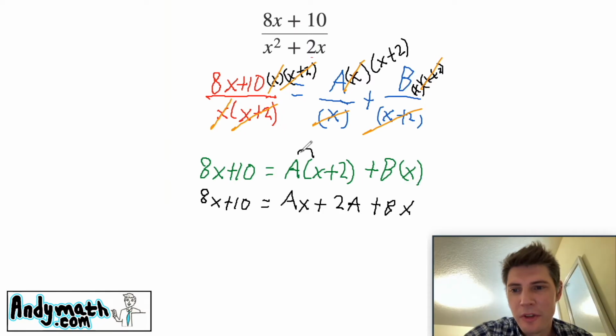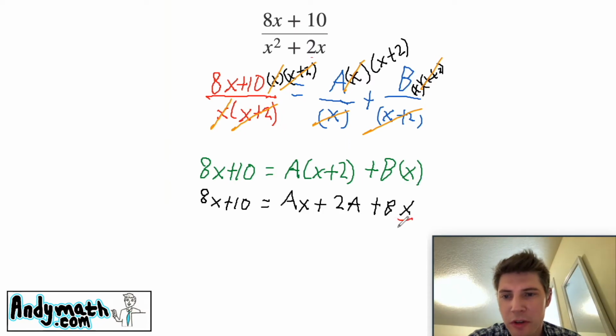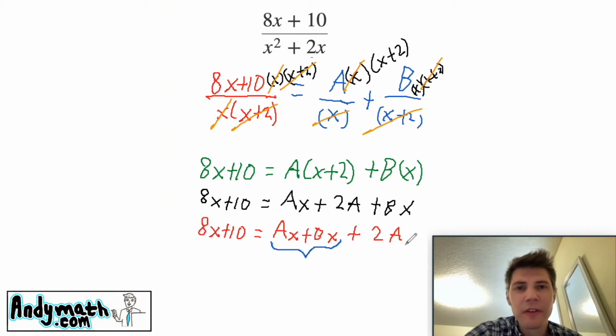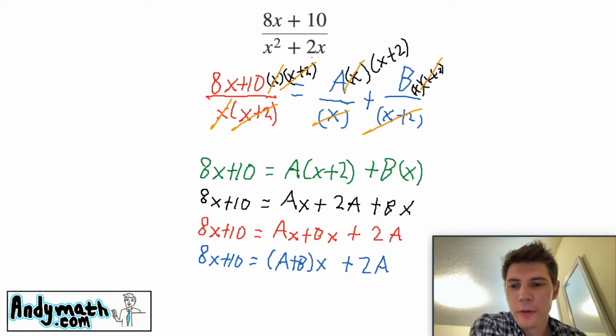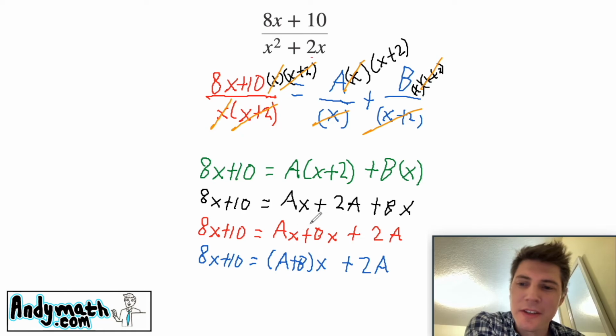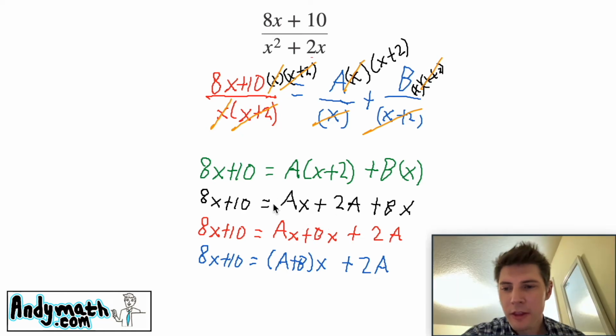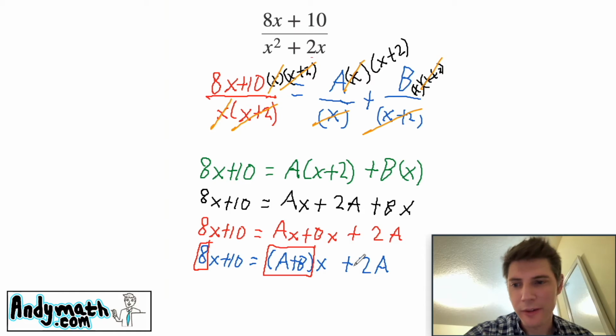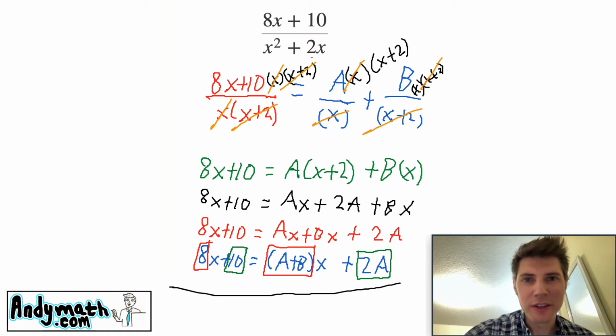So then I distribute the A. For the next step, let's put these two x's next to each other. Next, we can factor an x out of these two. Hopefully you can see that a plus b times x is the same thing as ax plus bx. The only way this statement can be true is if this 8 for the x is the same thing as the a plus b, because they're both the number of x's that we have. Similarly, this 10 needs to be the same thing as 2a. It's the only way this whole statement can be true, is if these boxes are equal to each other.